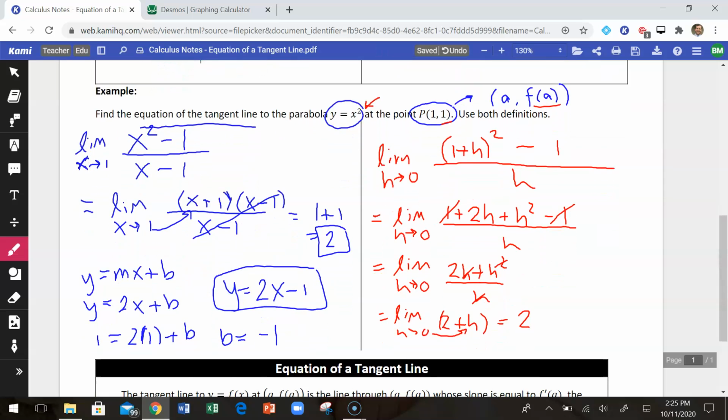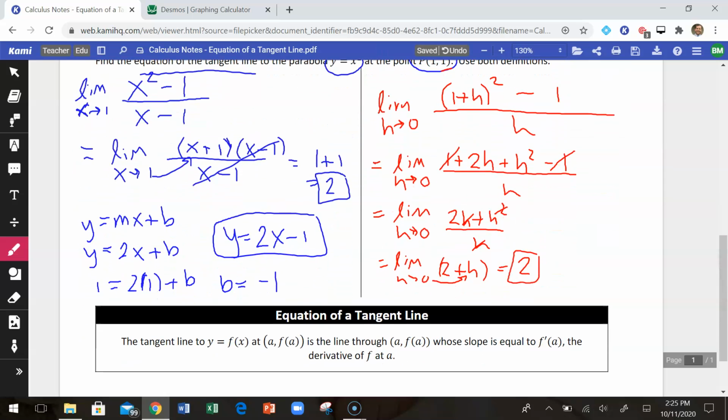Now again, what did we find? We found the slope of our tangent line. Every time we're doing this, we're finding m, the slope of the tangent line. The slope of the tangent line is 2, and then your work from there would just follow the same as what you did here. So we've got the slope. I just need to find the equation of the line. Again, we get y equals 2x minus 1.